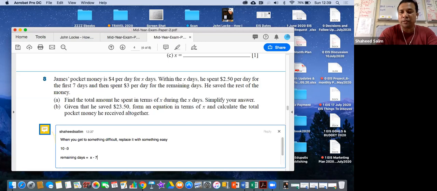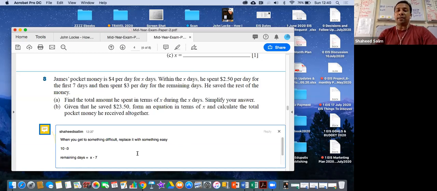So this one you must understand. Do you understand this bit? Do you realize that you understand this bit because you have used this principle? When you get to something difficult, you replace it with something that you can understand easily. So that's what I do for such questions. You have to do that also.